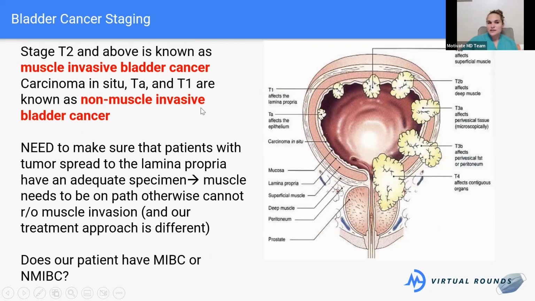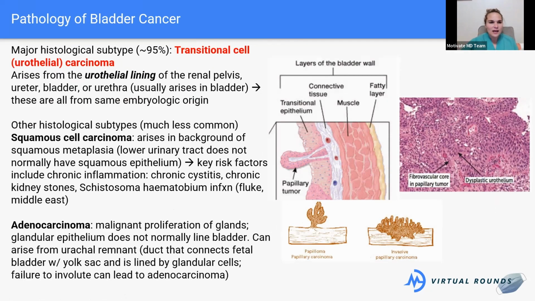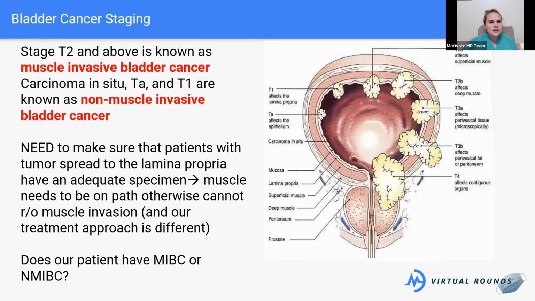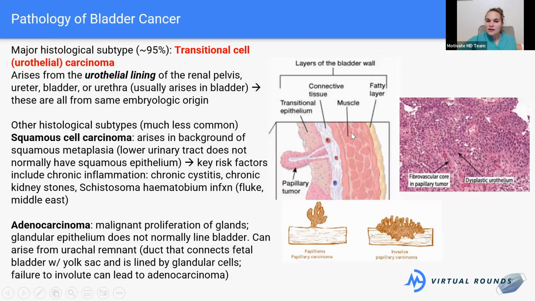So does our patient, where did I say? I think it's back here. Nope. I didn't. Anyway, our patient has cancer, I guess, on pathology. I thought I was going to put this on the slide. I apologize. So let's say on pathology, our patient had cancer that has spread to the lamina propria. Okay, it has spread to this connective tissue area. Does he have muscle invasive or non-muscle invasive bladder cancer?